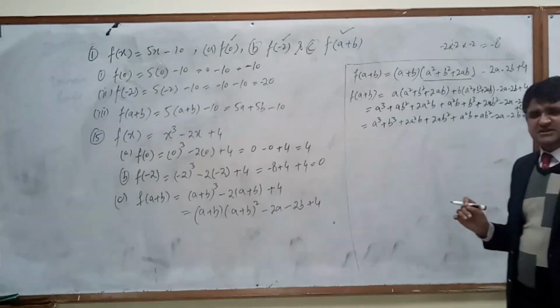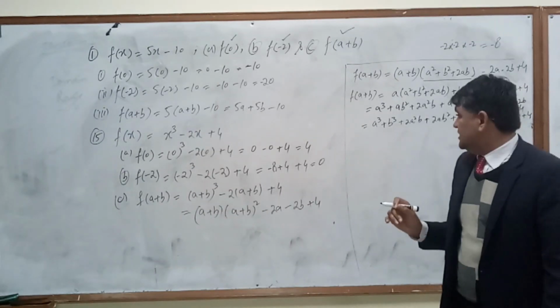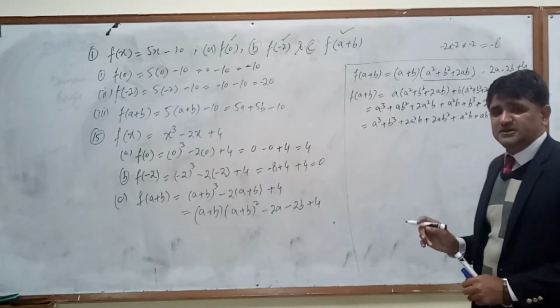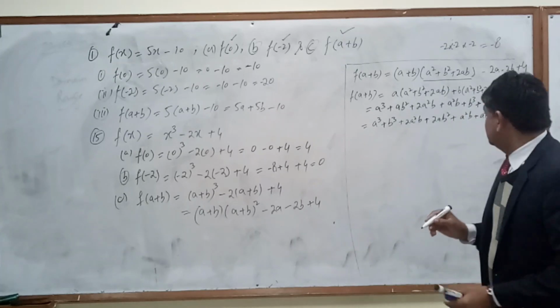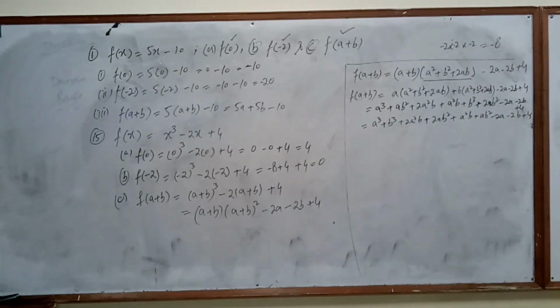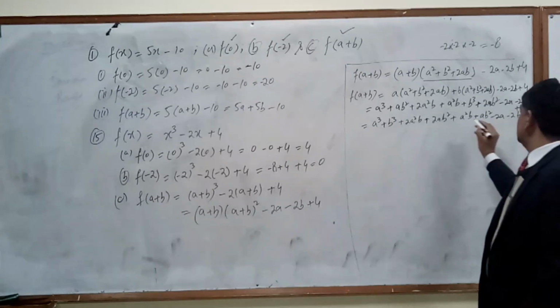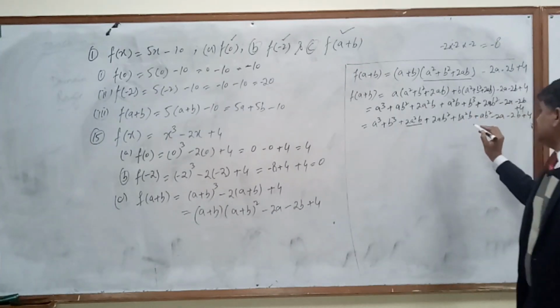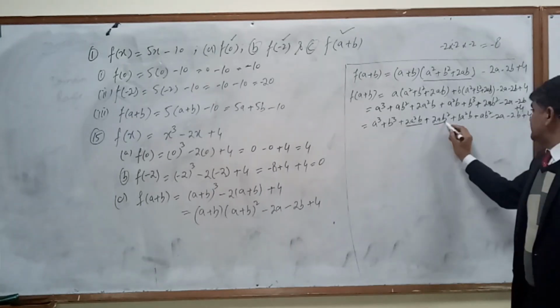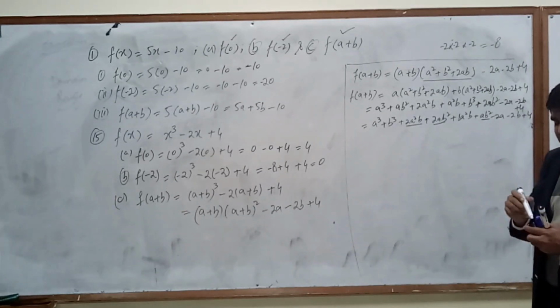We can leave the question here because it's the simplest form and we don't have the values of a and b. Otherwise we can simplify it. Here the coefficient is 1, here the coefficient is 2. Yes, we can add a square b terms. This and this will be added.